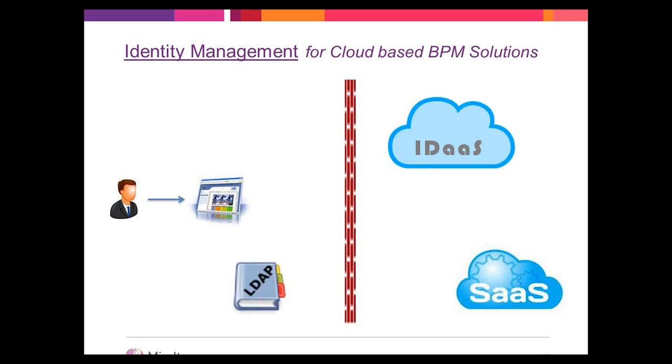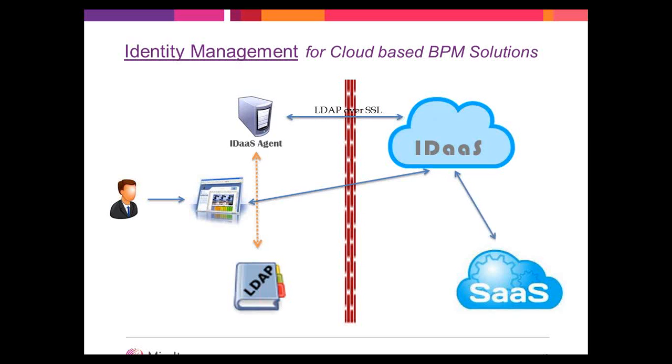So let's quickly see how it works. Let's imagine a user logging into your portal. When he puts in his credentials, the credentials are picked up by the identity as a service provider, and the identity as a service provider interacts with the corporate LDAP via an IDaaS agent. And once the IDaaS service gets authenticated, it's going to pass on the assertion to the SaaS-based applications. So in this example, we have seen how a user in a web portal gets authenticated into a SaaS application.